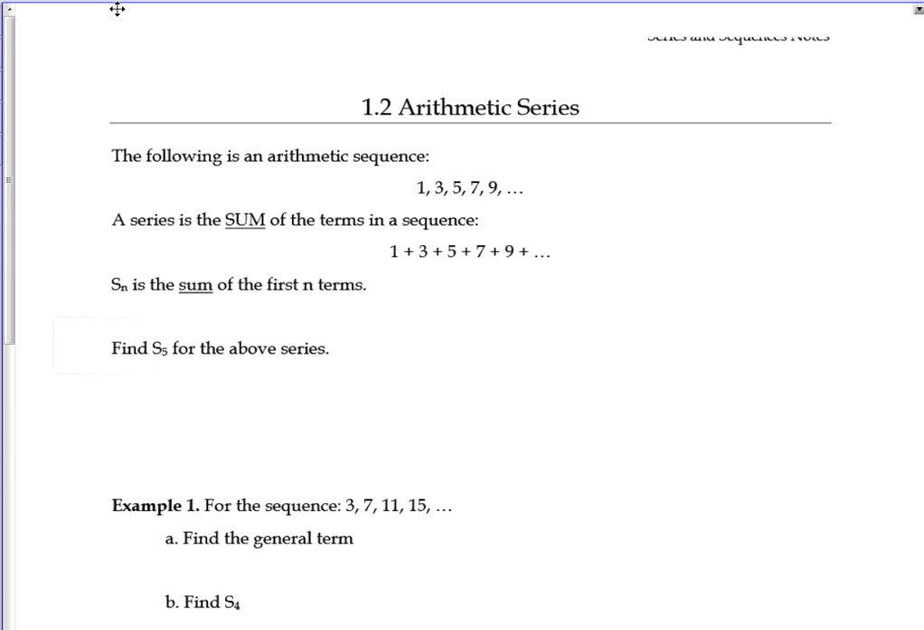Okay, so this is an arithmetic sequence versus an arithmetic series. A sequence is separated by commas. Each term is separated by commas, whereas in a series, the terms are separated by plus or minus signs. Okay, because instead of just having a sequence, we are actually going to add the terms together.